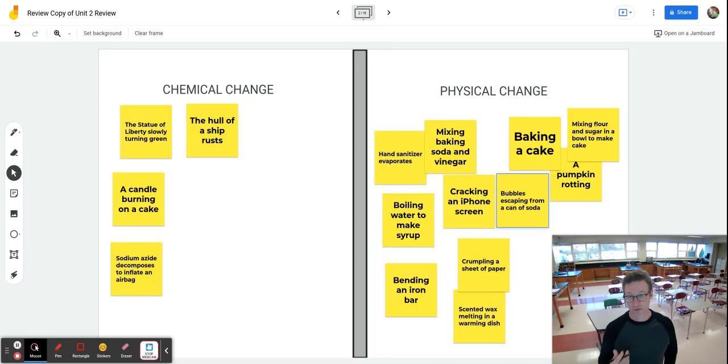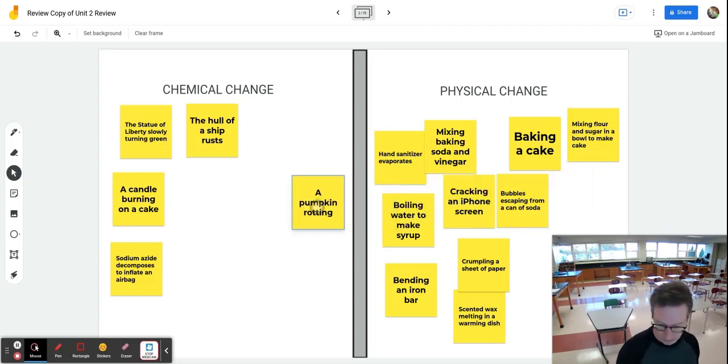Bubbles escaping. Now this is different. Remember, I said that bubbles or gas being produced is a sign of a chemical reaction, but you have to keep in mind that the bubbles in the soda were already there, right? The carbon dioxide gas was added to the soda and then pressurized to keep it all together. And what happens when you open it is you release that pressure and the bubbles come out. So the gas was already there. It was just dissolved in the liquid until you release that pressure. So those are not bubbles that were created by a chemical reaction. They're bubbles that were there dissolved in the water, or the sugared water essentially, and then they're allowed to escape.